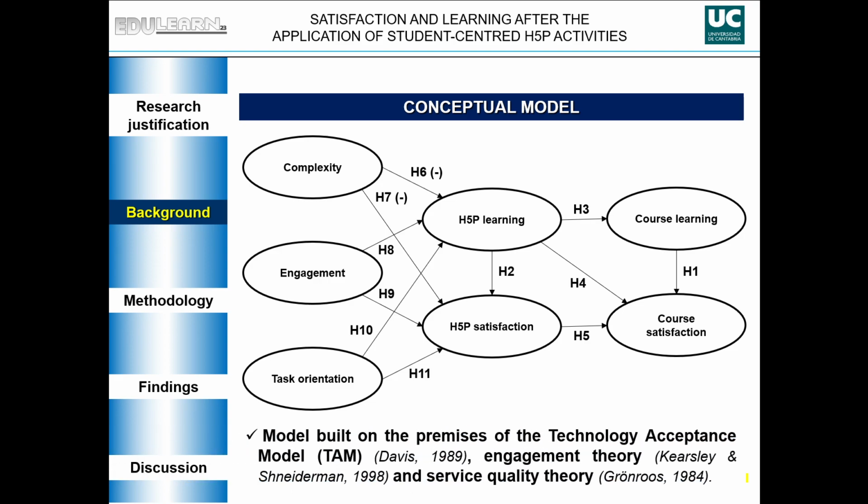To propose this conceptual model, we base on three different theories. First of all, we base on technology acceptance model to explore the role of complexity in learning and satisfaction. Based on this theory, we suggest that complexity may inhibit learning and satisfaction. This means that the more complex the activity is for students, the less engaged they feel, and consequently satisfaction and learning are worse evaluated by students.